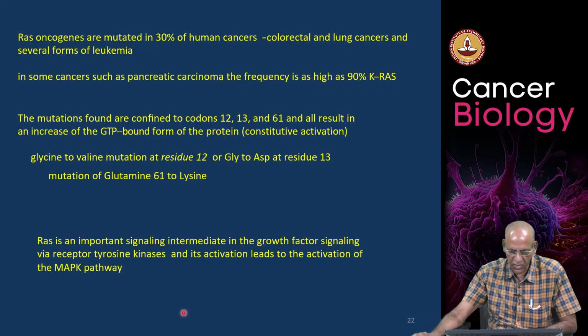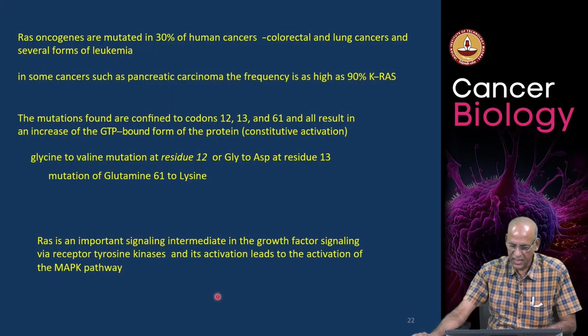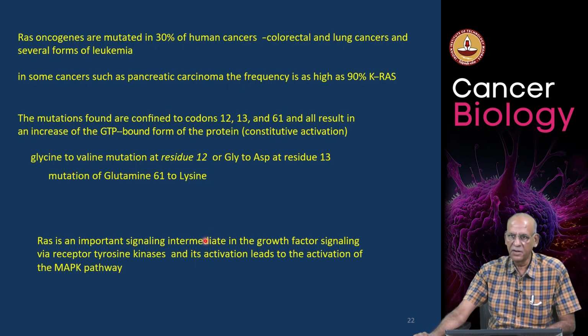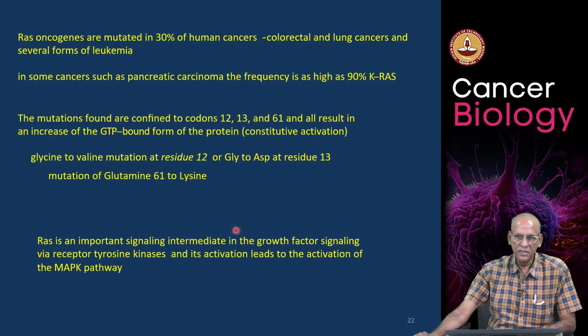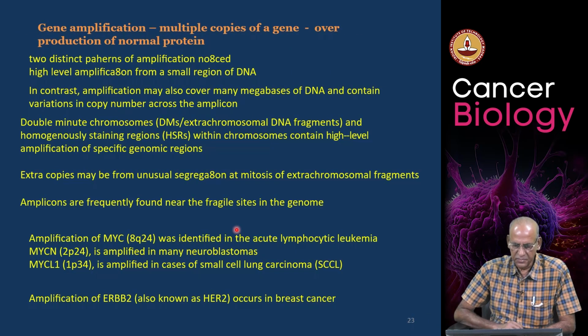RAS is an important signaling intermediate in the growth factor signaling, especially involving the receptor tyrosine kinases and the MAP kinase. MAPK means MAP kinase, mitogen activated protein kinase. This RAS MAP kinase pathway is very important for cellular proliferation. So that has to be understood.